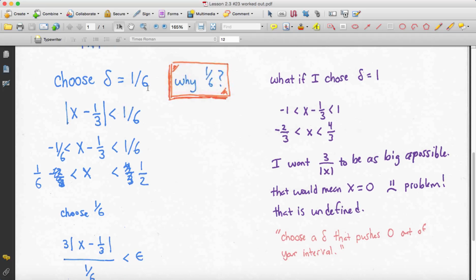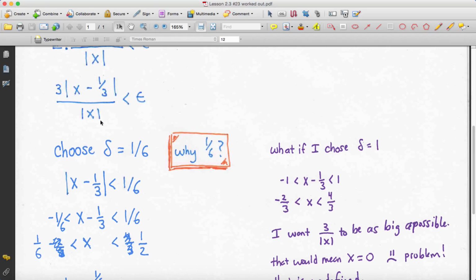Choose delta equals 1/6, then the absolute value of x minus 1/3 is less than 1/6. This means that x minus 1/3 is bounded between 1/6 and negative 1/6. Add 1/3 everywhere, and I have x is between 1/6 and 1/2. Now look at those two numbers, 1/6 and 1/2. Remember, I want 3 over x to be as big as possible.